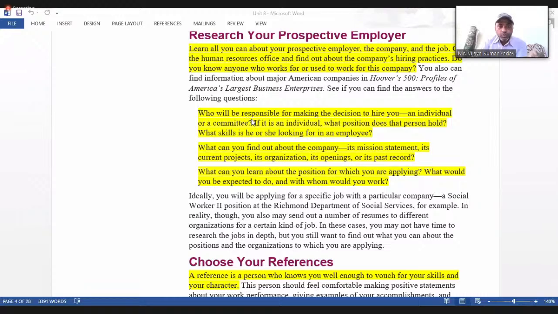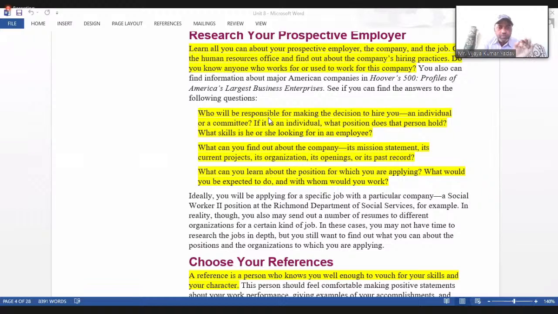Now, if you can find the answers to the following questions, ask these questions to yourself in order to make a good research of your employer. In order to know about your employer, ask these questions to yourself. On the basis of these questions, you can find a good employer.